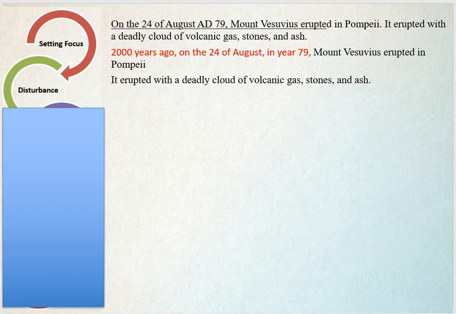Something happened. In this case here, what we have is that the Mount Vesuvius didn't just erupt, it erupted with a deadly cloud of volcanic gas, stones, and ash. A tragedy happened clearly. The word tragedy is not used in my friend's text, but that's the disturbance. Something horrific happened, right? And you can see, even when I talk to you, I can use those words, tragedy or something horrific happened, because I have now broken the text into those stages.